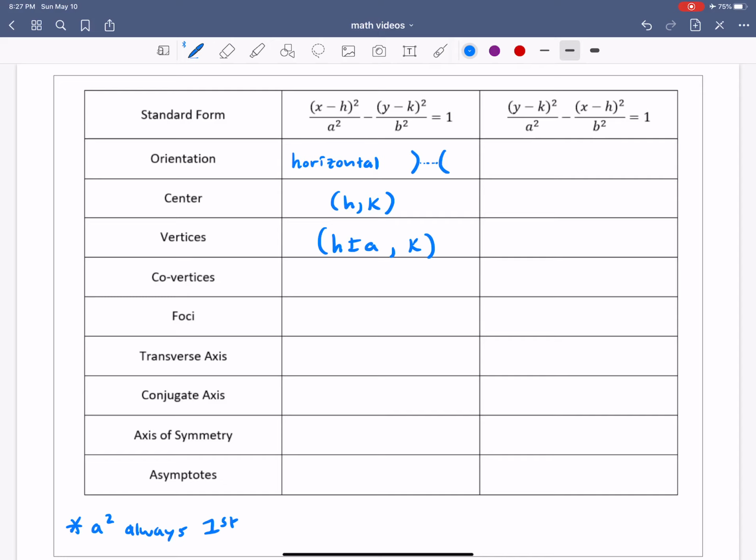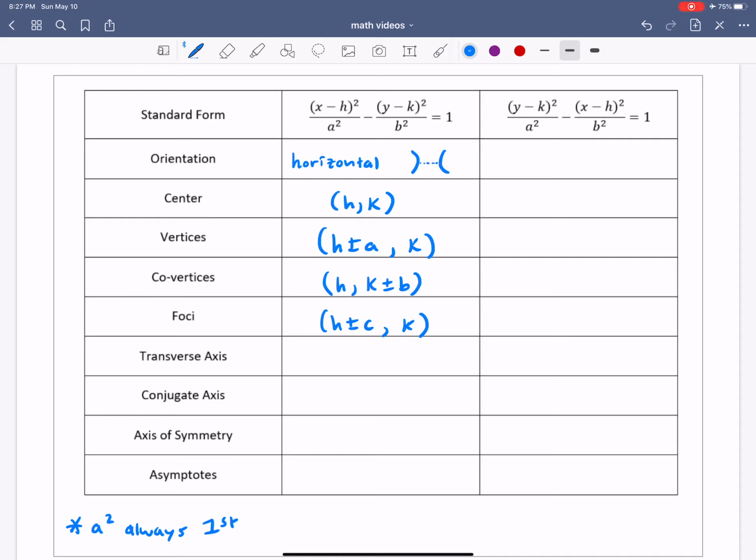Now for the co-vertices, you're going to go the opposite direction that you went for the vertices, and you're still going to use b. So we've got (h, k plus or minus b). Now for the foci, remember that the foci will always be on the same line as the vertices, so it's always going to look very similar. So we're going to have (h plus or minus c, k).